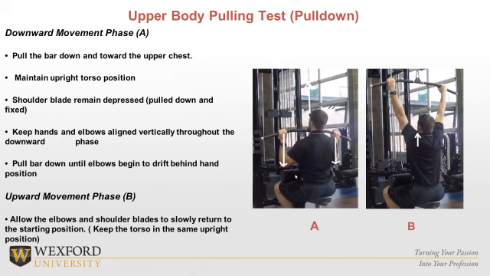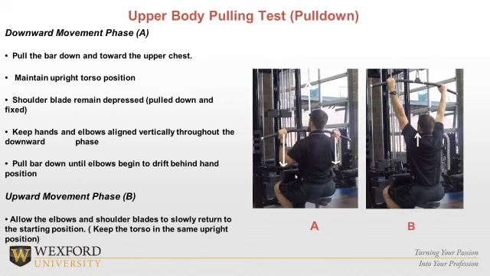So you look at position A. The cable resistance is going up, and you want to directly oppose the resistance by keeping everything in line. This is called a parallel force system. You're going to maintain an upright position. Shoulder blades should remain depressed, which means pulled down and fixed. Keep the hands and elbows aligned vertically through the down phase.